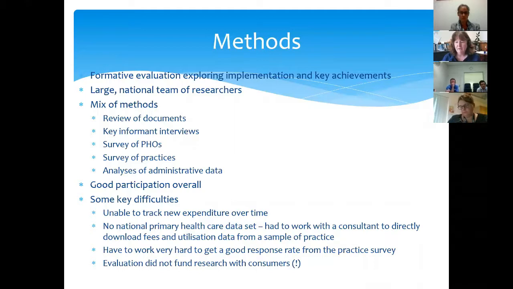So we had to work with a group that worked directly with a number of different practices, and they downloaded the data directly from the practices and then analysed it using before and after methods. We had to work very hard to get a good response rate from the general practice survey. This is an ongoing issue in primary healthcare research. You have to put a lot of time into getting people to actually complete the survey. And one of the key issues with this was that the evaluation actually didn't fund research with consumers. So we weren't able to talk with consumers and ask how the changes in service delivery were affecting them. Next slide, John.